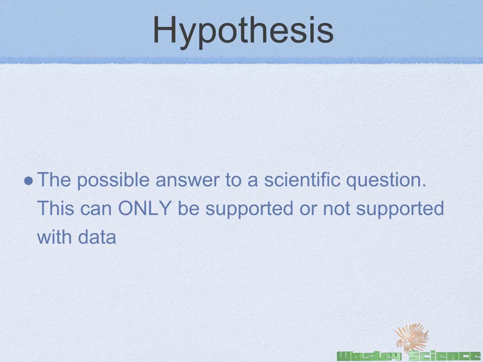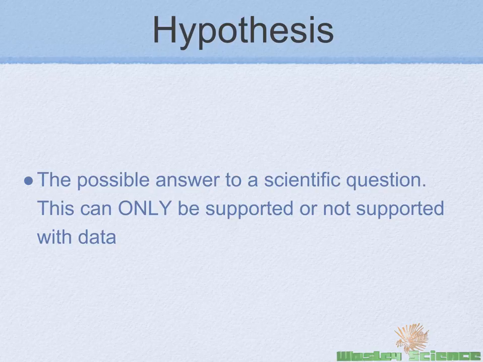So let's talk about how to make a hypothesis. A hypothesis is a possible answer to a scientific question. It's usually written in the if, then, and because fashion. What I mean by that is that you would write: if the independent variable increases or decreases, then the dependent variable will increase or decrease or stay the same, because, and then you talk about something scientific that has to do with the independent and dependent variable.